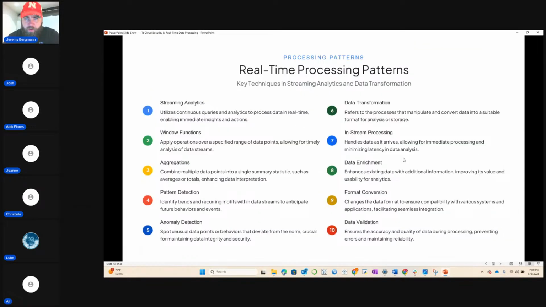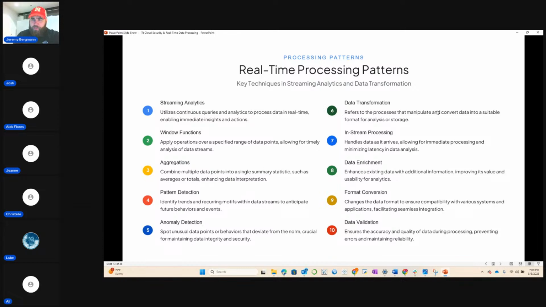Right. So real-time processing patterns, the key techniques in streaming analytics and data transformation. So what is streaming analytics? It's continuous queries and analytics to process data in real time. And then you have all these different processing patterns. You have window functions that you may calculate over it, or different aggregations. A window function is just like you would do in Tableau. Maybe you go from the first date to the next 30 days, you do a 30-day moving average. Really common with real-time data to summarize it.